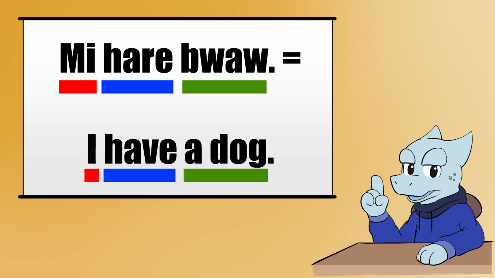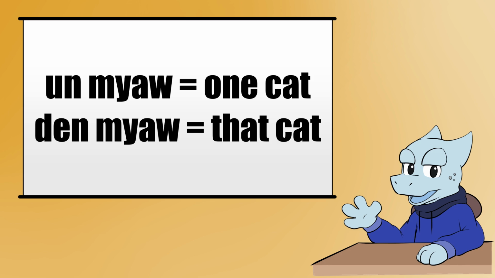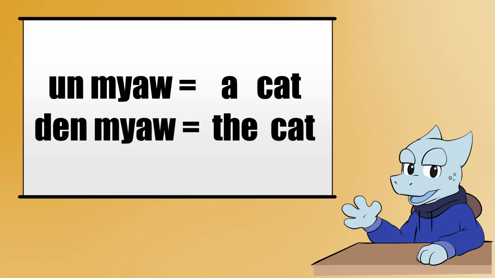As you may have noticed, nouns in Globasa don't really have articles, and they also don't have a singular or plural form. Meow can mean a cat, cats, or even the cats. If it's necessary to specify, you can append an extra word to the beginning. Un means one, so you can say "un meow" to say one cat, and "den meow" to say that cat, which can be used to roughly translate "a cat" and "the cat" respectively.